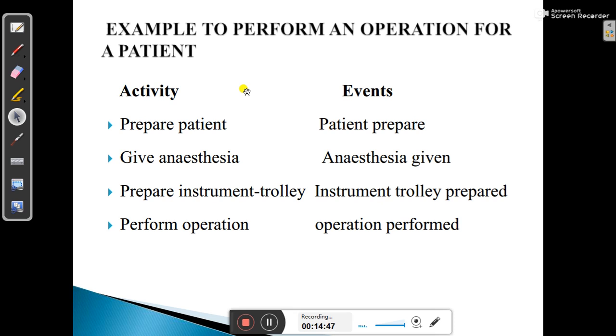So, for example, suppose we need to perform an operation for a patient. The activity is prepare patient, and the event is patient prepared. For one activity there might be lots of events also. The activity is give anesthesia, the event is anesthesia given. The activity is prepare instrument trolley, the event is instrument trolley prepared. The activity is perform operation, the event is operation performed.